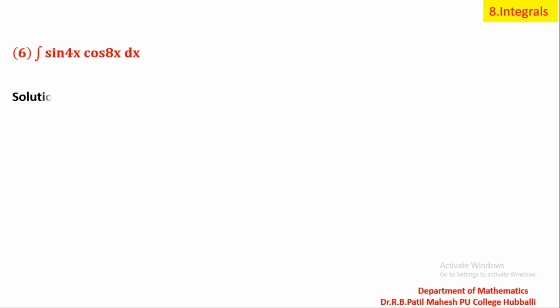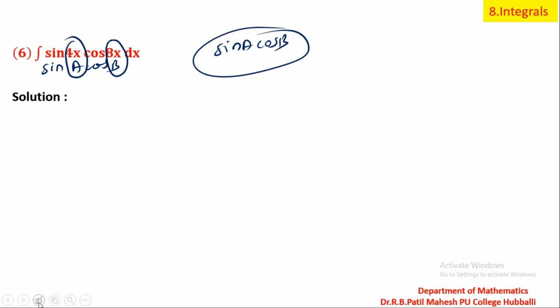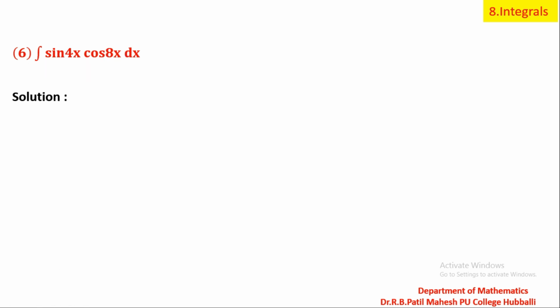The solution. Students, if you observe this carefully, it is in the form of sin A cos B. Look at that, sin A cos B, just A value is 4x, B value is 8x. So a student who wants to solve this problem must know this formula, sin A cos B. I ask you, have you studied the sin A cos B formula? Definitely. Where you have studied? Just now in this session. So let us recall that.